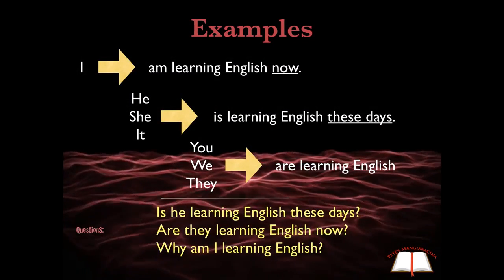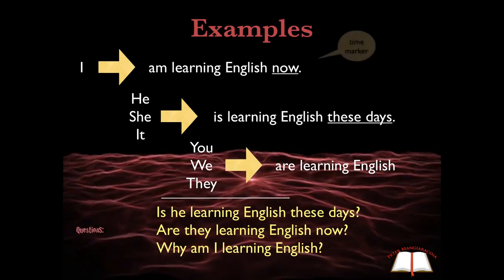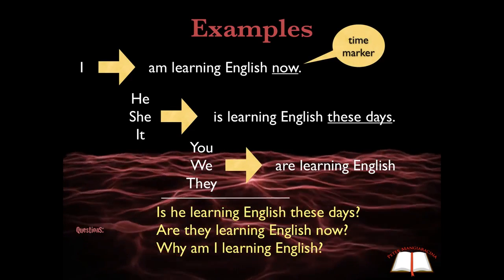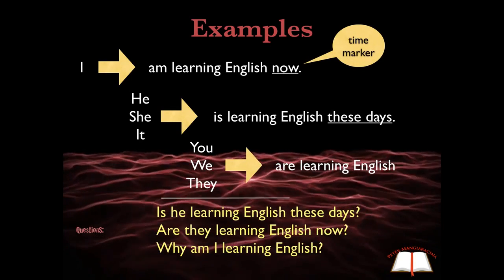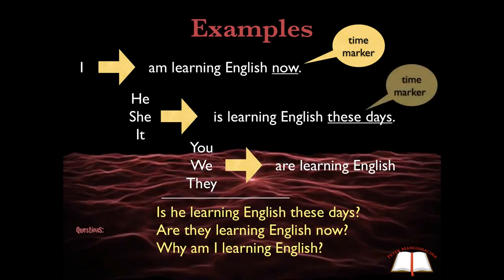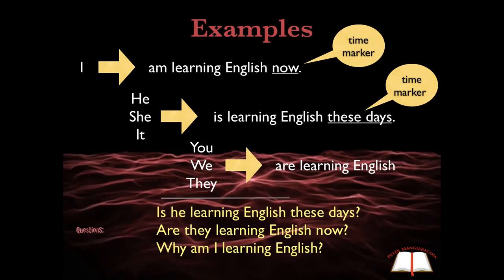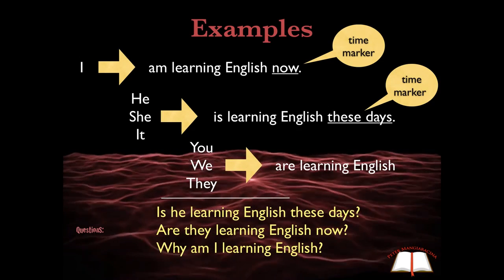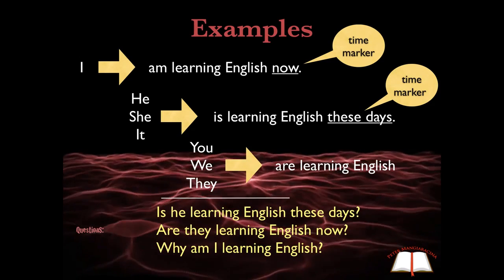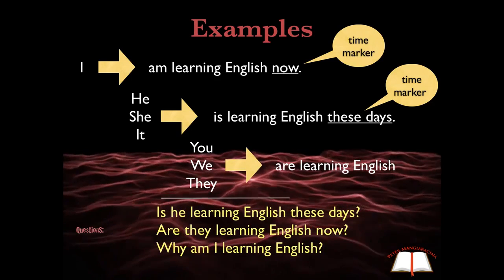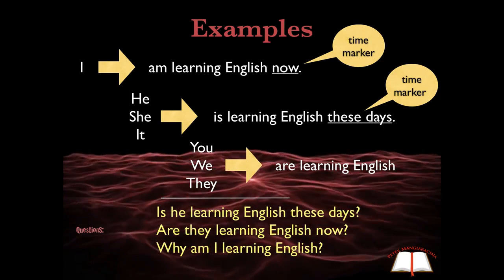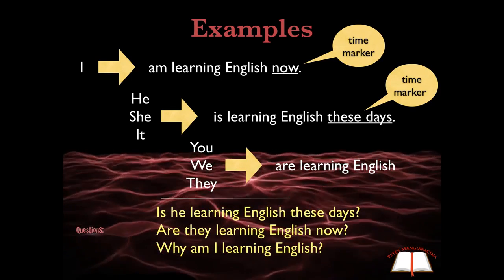I am learning English now. Now is a time marker. He, she, it is learning English these days. These days is a time marker. You, we, they are learning English. And some typical questions. Is he learning English these days? Are they learning English now? Why am I learning English?